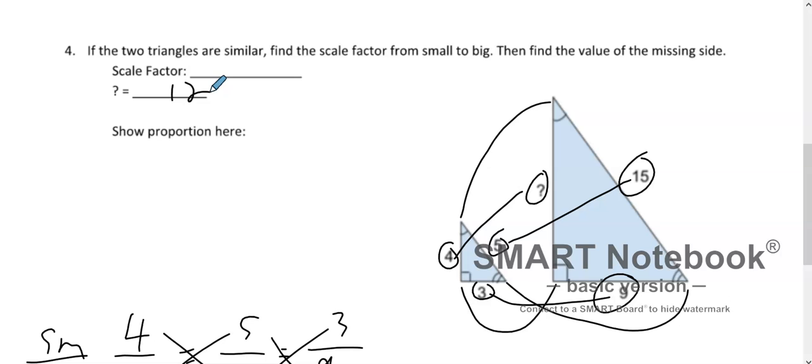Now, what's the relationship between these two? 3 to 1 or 1 to 3, depending on which way you're looking. Okay, so when it says from small to big, it's getting bigger. So technically the answer is 3 or 3 to 1. But I want you to understand that if it was going from big to small, it'd be 1/3. The small one's 1/3 of the big one. The big one's 3 times the small one.